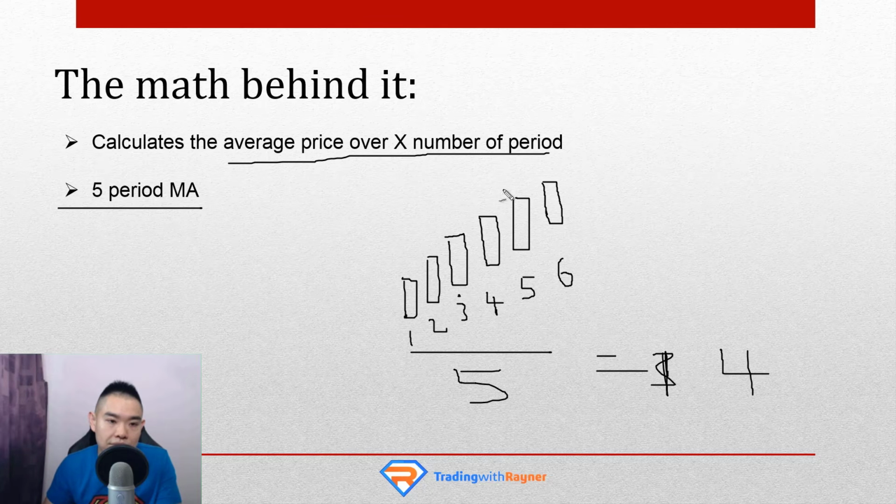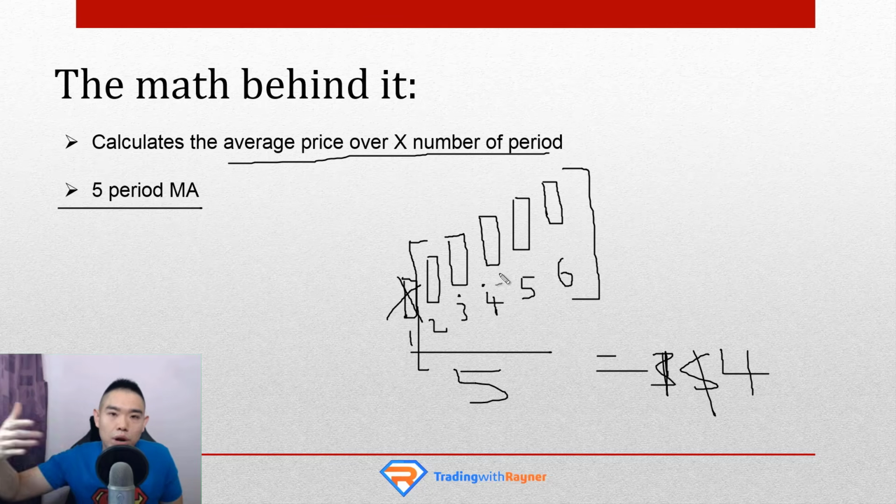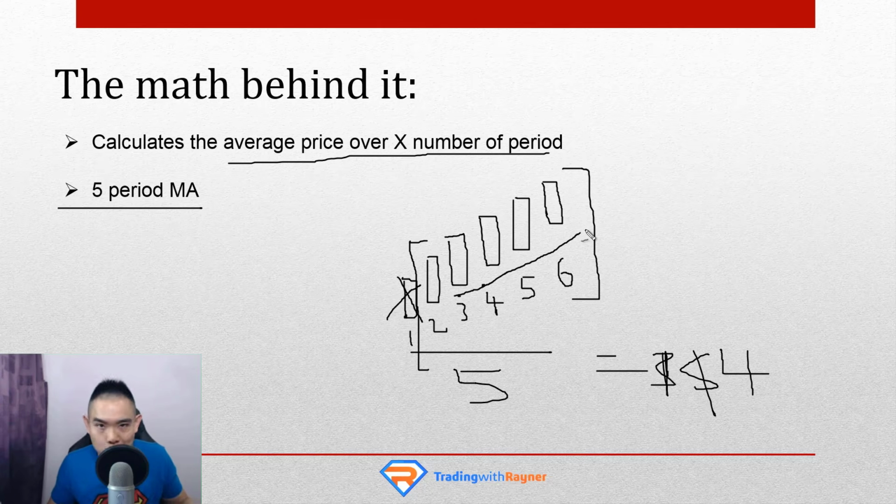We are just looking at the 5 most recent candles. In this case, we have 6 candles over here, so we will ignore the oldest one. These are the 5 most recent candles, from here all the way to here. Again, we just calculate the average of 2 plus 3 plus 4 plus 5 plus 6, divide by 5, and you'll get $4. Then you draw another dot over here. If the price keeps going higher, you'll realize that your dots get higher, and when you connect the dots, it will appear as a moving average on your chart. And that's how it works.